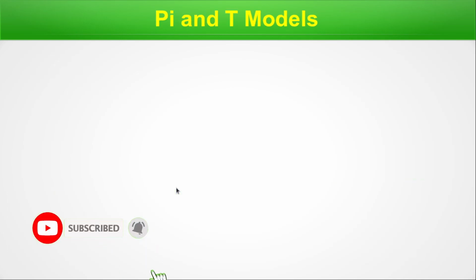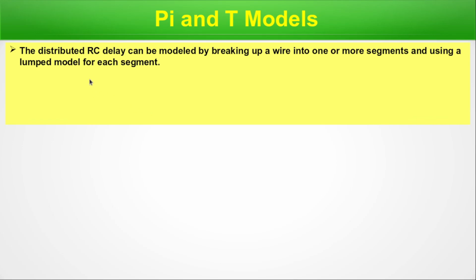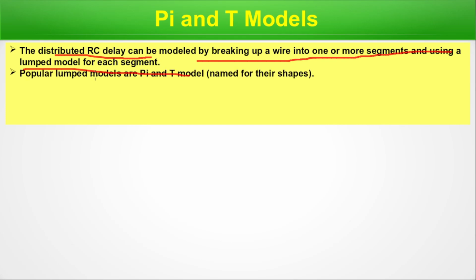Pi and T models. The distributed RC delay can be modeled by breaking up a wire into one or more segments and using a lumped model for each segment. Getting a solution to the distributed RC delay model is complex and tough, so we approximate it by a simpler form of RC network. What we do is break up a wire into one or more segments and use a lumped model for each segment. Next, popular lumped models are the pi and T models, named obviously after their shape.